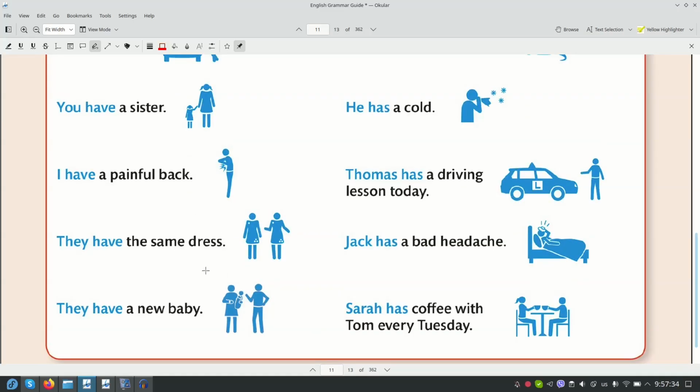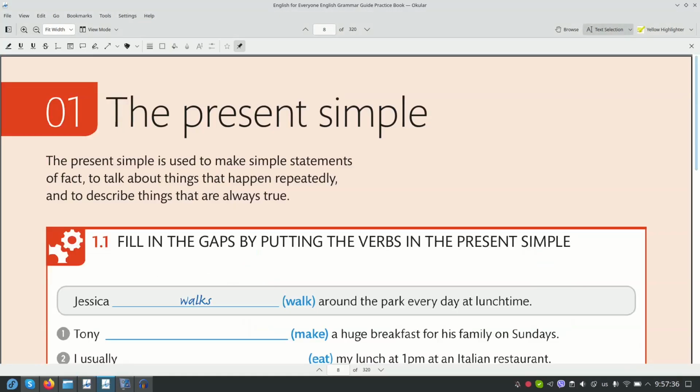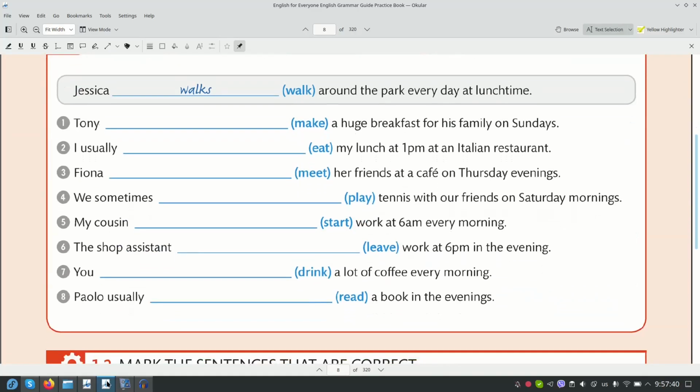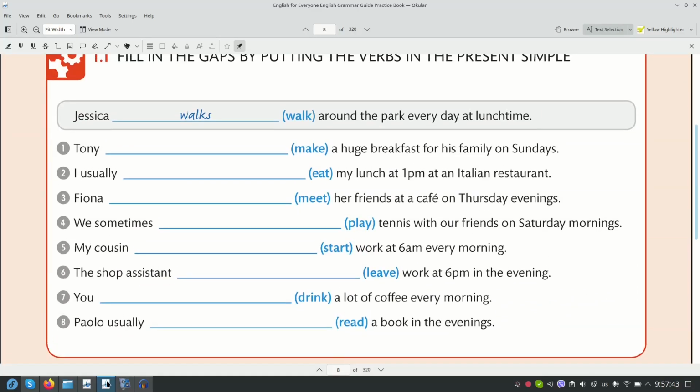Okay, let's move on to the practice. The present simple. You have a lot of sentences, not so many, but just 8. And you need to complete these sentences with the verbs from brackets. So, number 1. This one is done as an example. Jessica walks around the park every day at lunchtime.